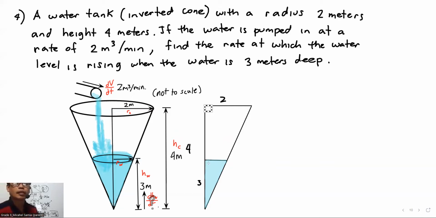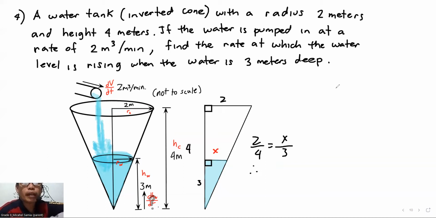R, right. Just your radius. So we don't know this yet. 2 over 4 equals x over 3. Wait, Josh, wait. Where's X there, Josh? Wait. What's X? Where's X in the illustration?